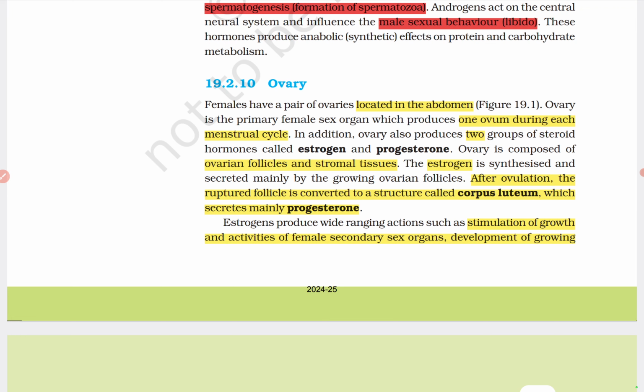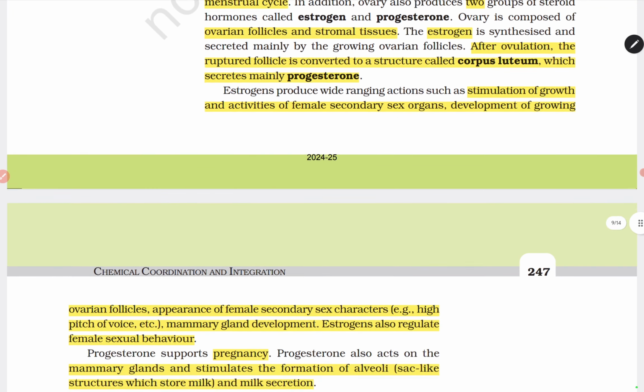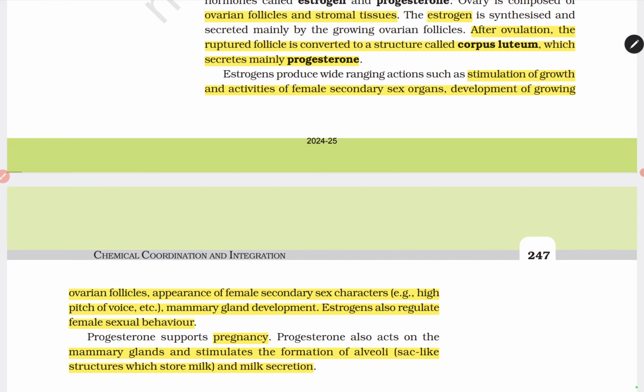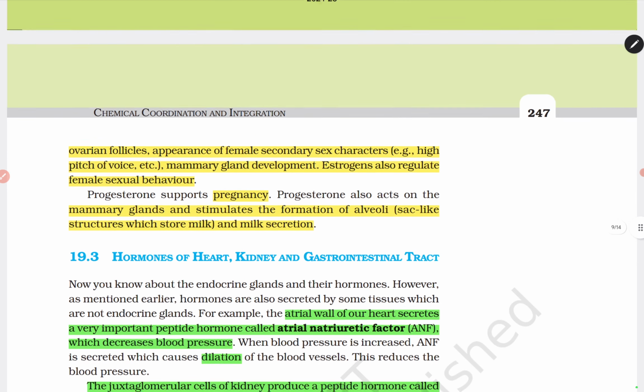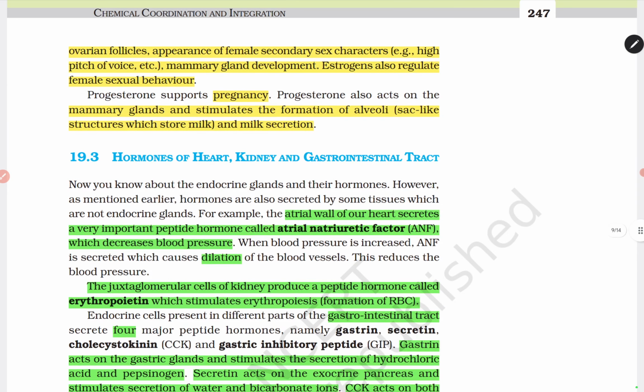Ovary is composed of ovarian follicle and stromal tissue. The estrogen is synthesized and secreted mainly by the growing ovarian follicles. And after ovulation, the ruptured follicle is converted to a structure that is called corpus luteum, which secretes mainly progesterone. Estrogen produces wide-ranging actions such as stimulation of growth and activities of female secondary sex organs, development of growing ovarian follicle, appearance of female secondary sex characters, example high pitch of voice, etc. Mammary glands development. Estrogen also regulates female sexual behavior.